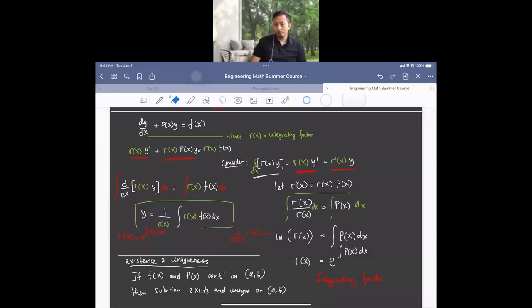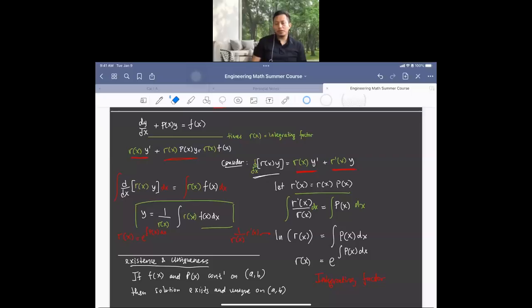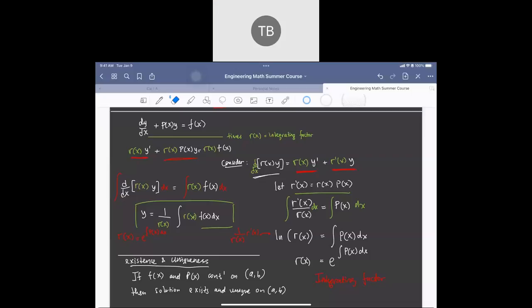Professor, in one question do we only have one integrating factor, or can we have a lot? Usually we just have one. Okay, just have one. Yeah. Okay, thank you.